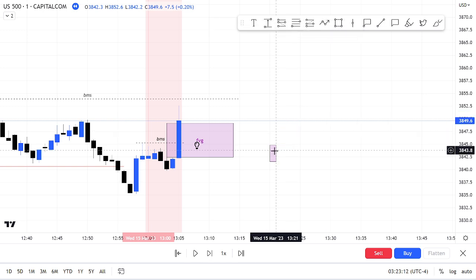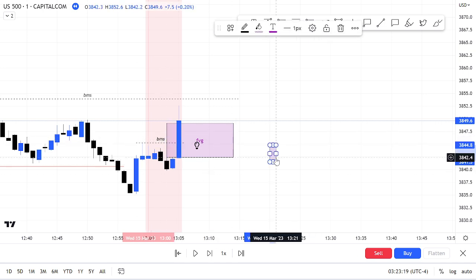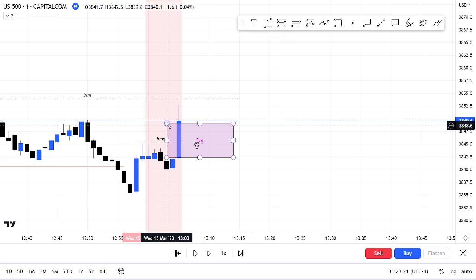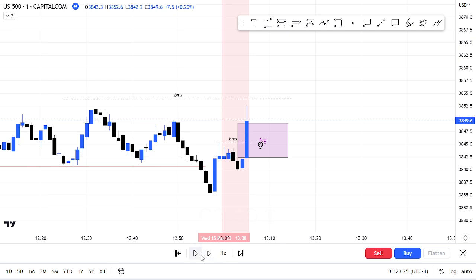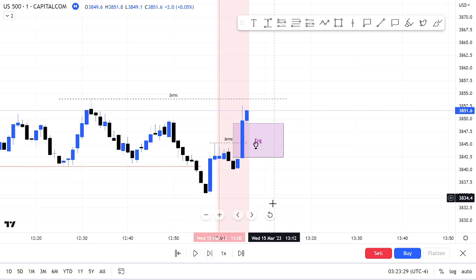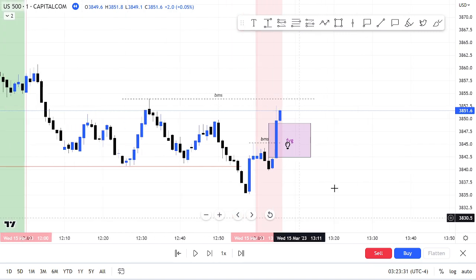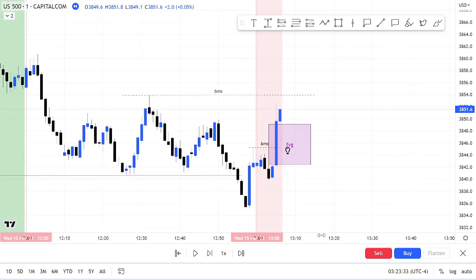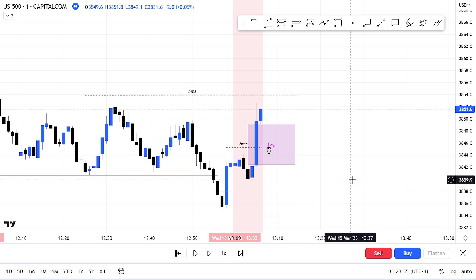So instead of having maybe one small candle like this just taking out that BMS, that break of market structure, I wouldn't want to enter off that. I wouldn't want to enter just off something like this. Alright, so let's see what happened that time.